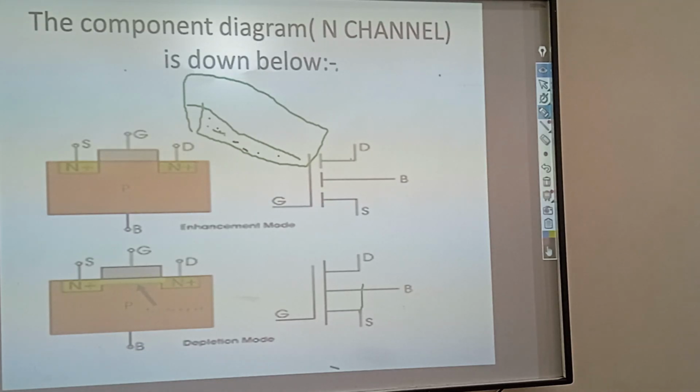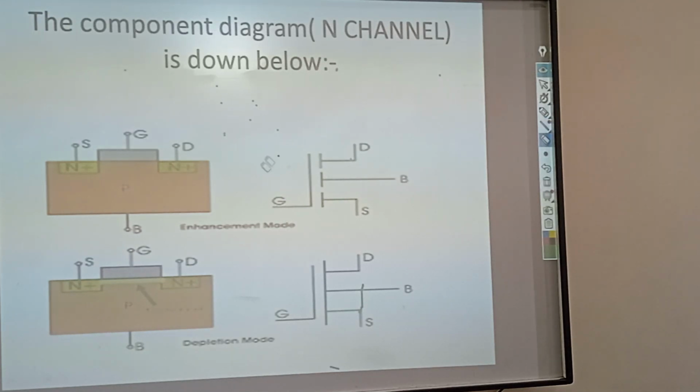And green for electrons. So it makes a p-n junction.